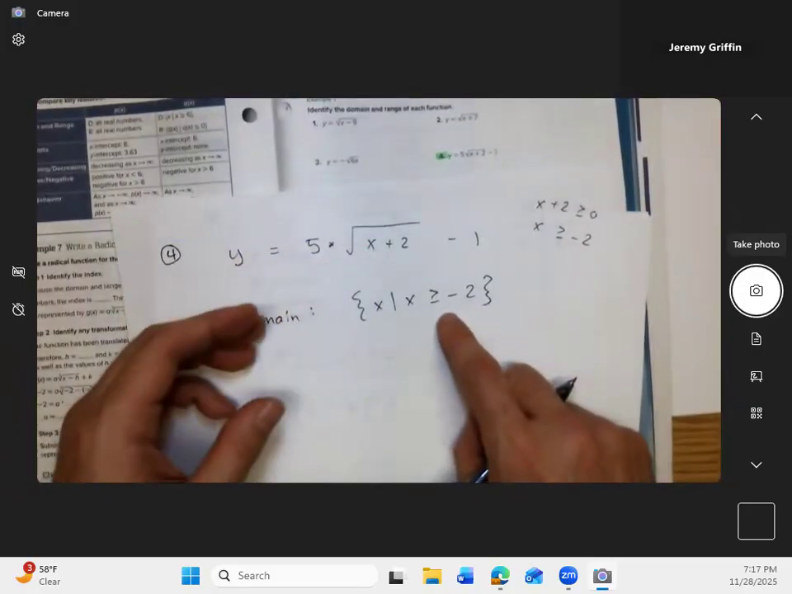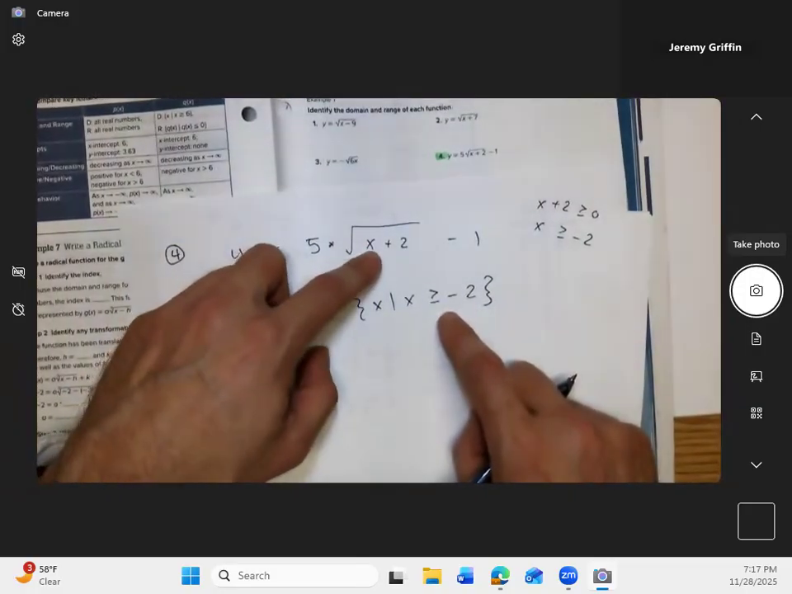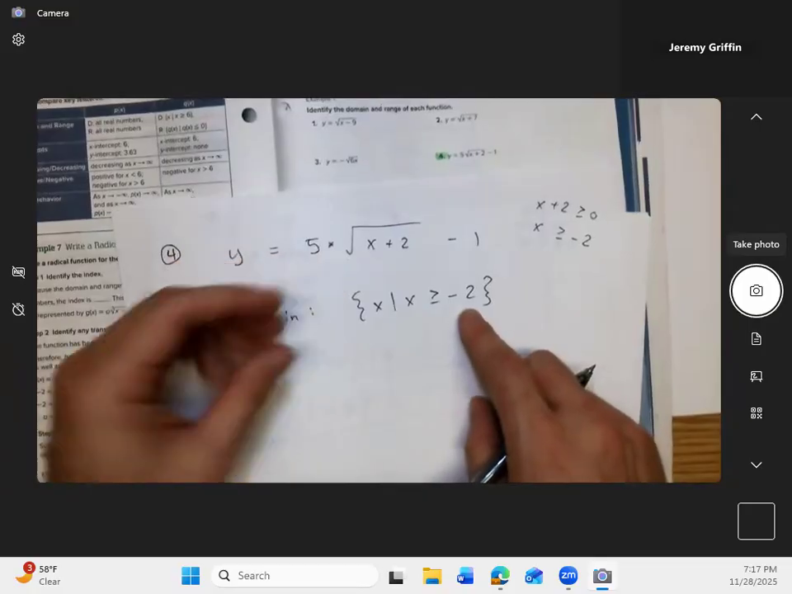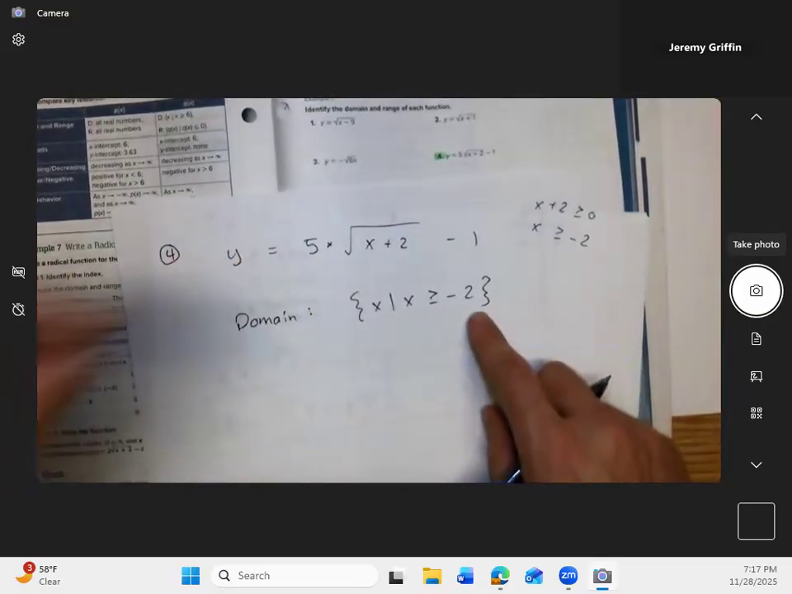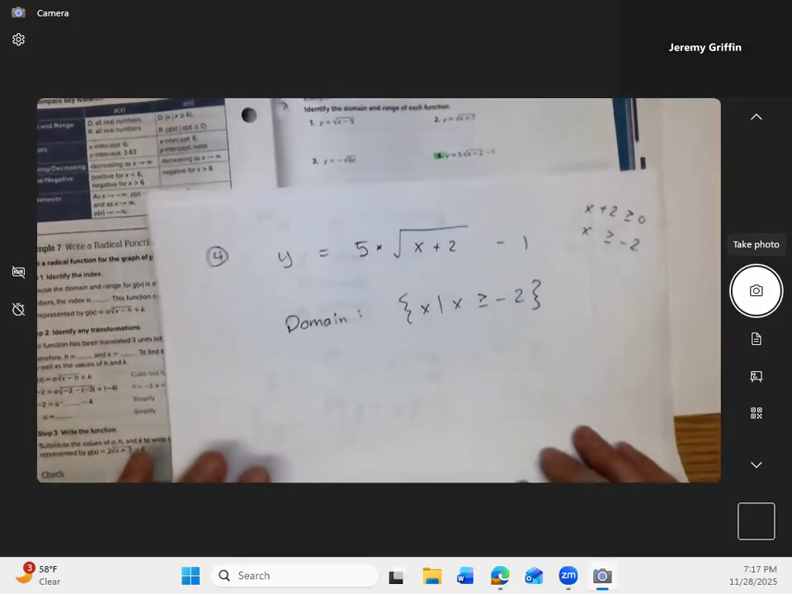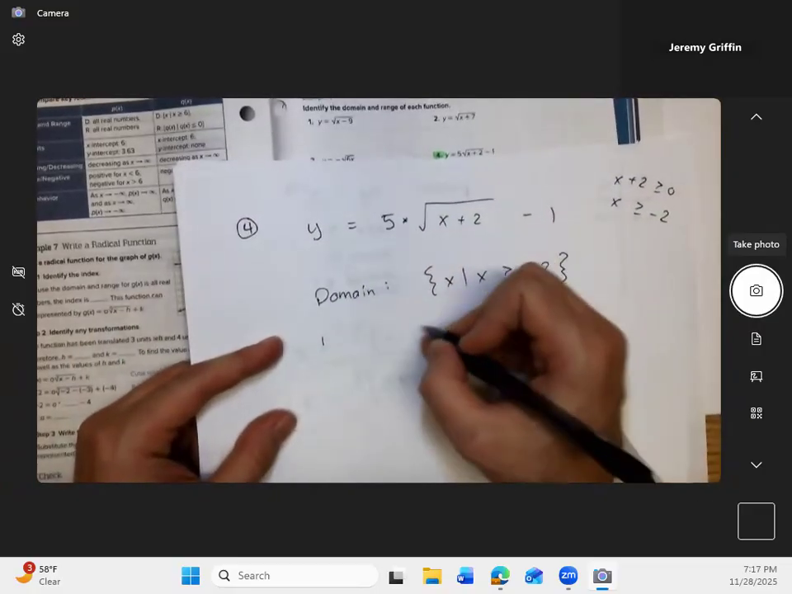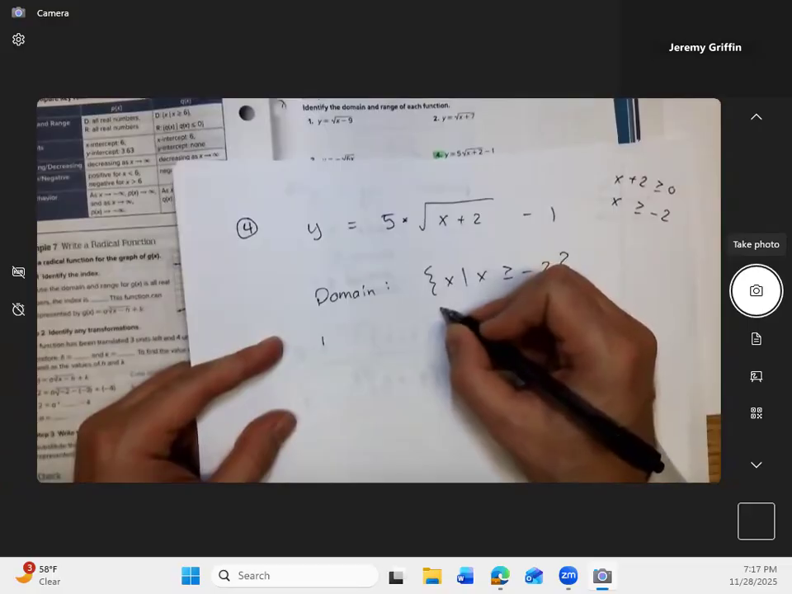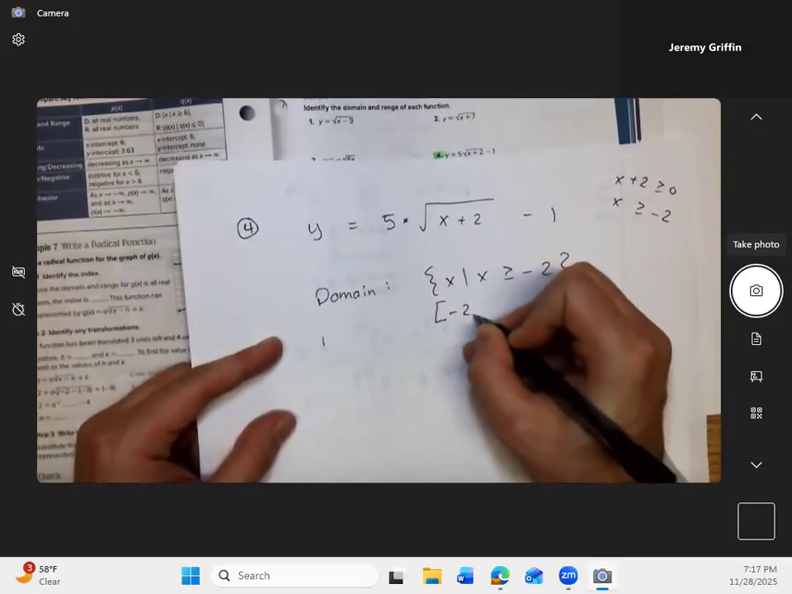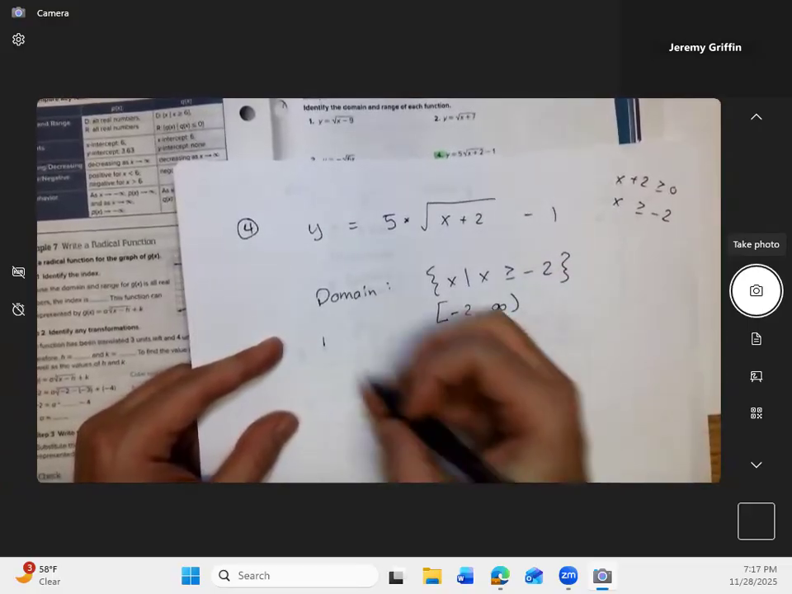It could be bigger, so it could be like 10. That would be fine. 10 plus 2 is the square root of 12. That's okay. But it can't be less than -2. If it was -5, you'd be taking the square root of a negative value. That doesn't work. You could also write it as -2 to infinity. That's the other way of saying that.